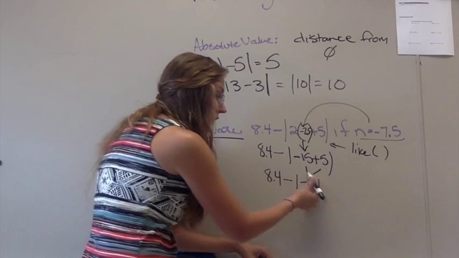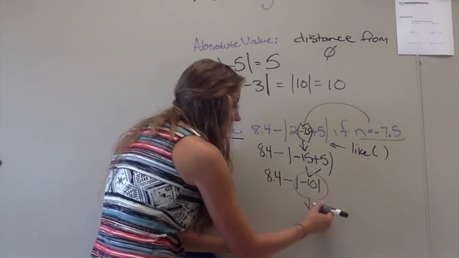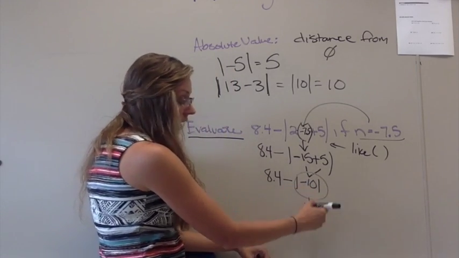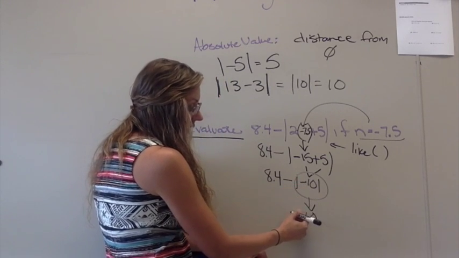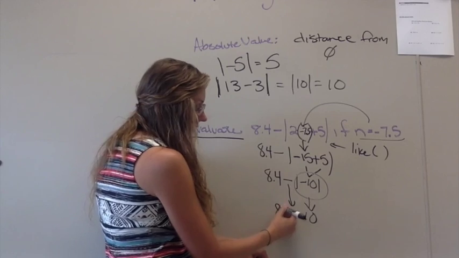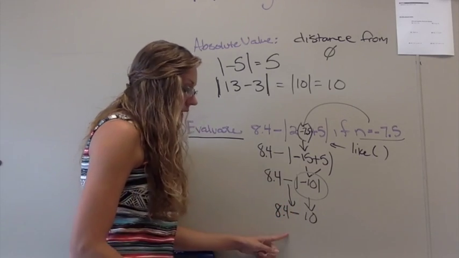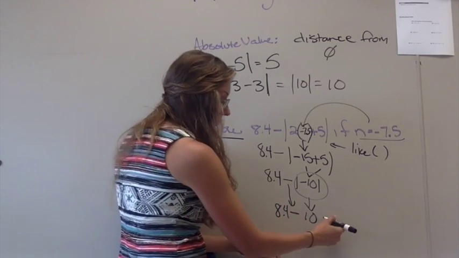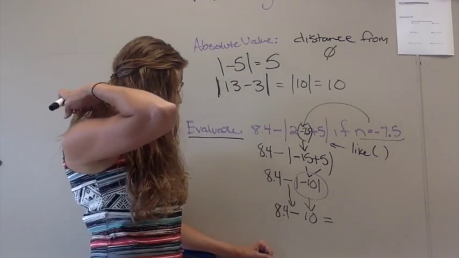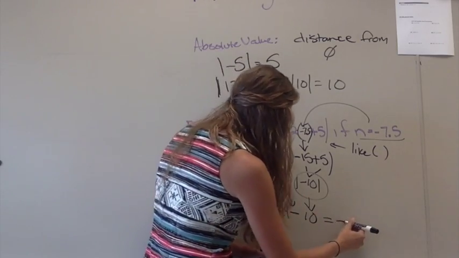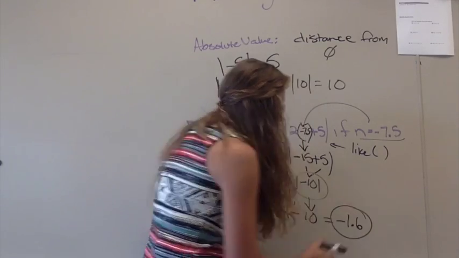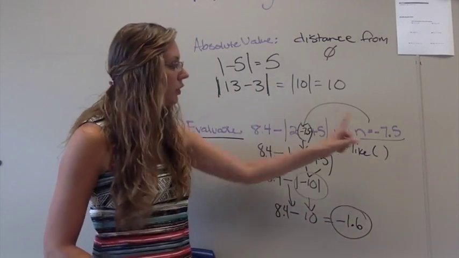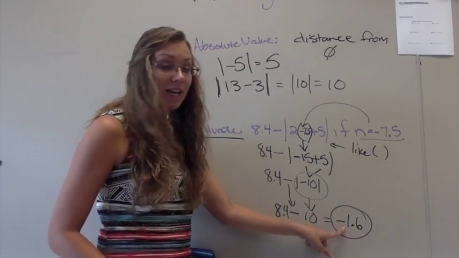So here, I'm going to solve this piece and rewrite it one more time. This negative 10 in absolute value bars becomes a positive 10. This negative outside is still there. That just comes right down. And then the 8.4. Now my last step is to do the subtraction. 8.4 minus 10 is going to be a negative 1.6. So you can see here, my solution to this whole equation here is a negative number.